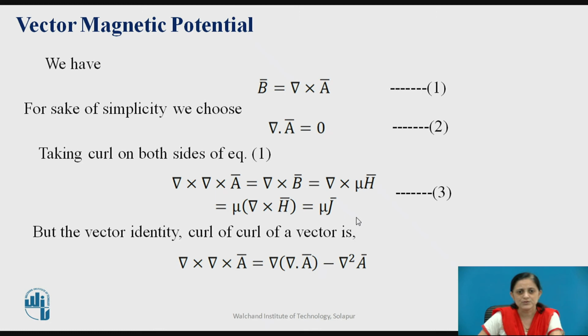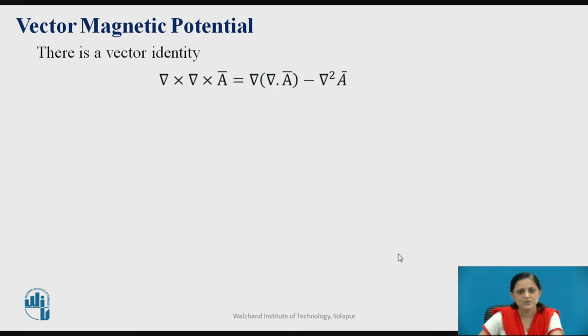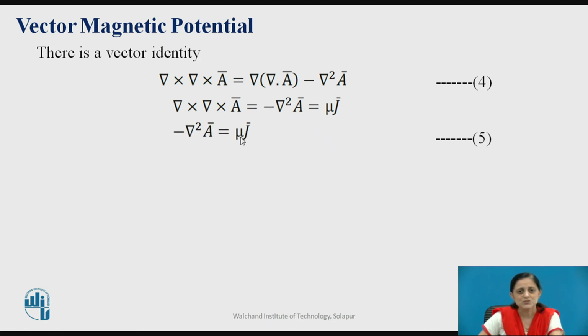But we know one of the vector identities: the curl of the curl, del cross del cross A bar, is given by del of del dot A bar minus del square A bar. But from the above, del dot A bar is equal to 0, so this term becomes 0. So del cross del cross A bar is equal to the remaining term, minus del square A bar. It can be equated to mu J bar. So you can write this equation as minus del square A bar equal to mu J bar. This is known as the vector Poisson's equation.